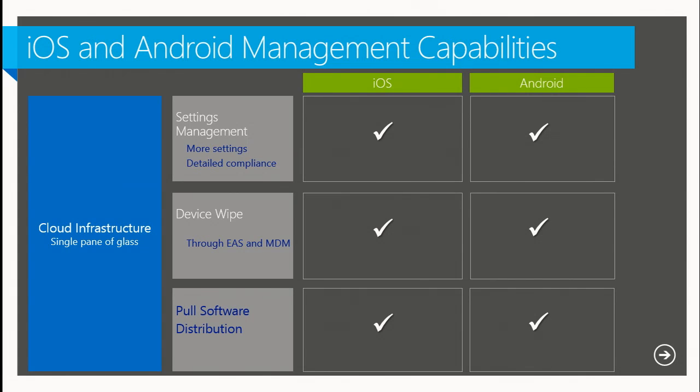So first, the settings and device wipe capabilities are enhanced. For settings, there are more settings that you can control. You're also getting compliance at the setting level versus the entire policy. So these are enhanced. Even device wipe is enhanced in a sense because it flows not just through Exchange ActiveSync, but also through our mobile device management channels. But really the highlight is the software distribution, where users on these devices can browse through catalogs and get the applications that their corporate provided for them on these devices. So really maximizing user productivity.